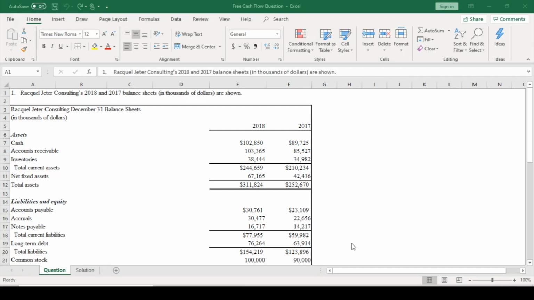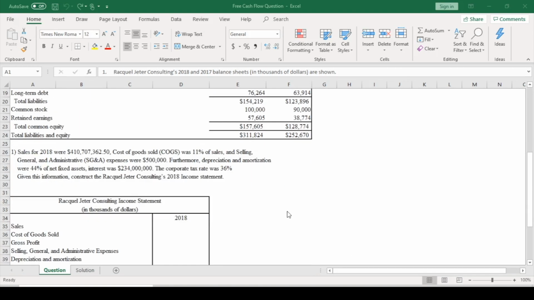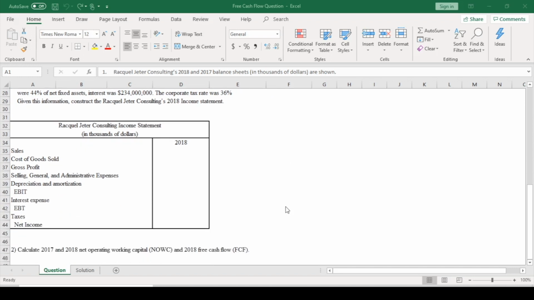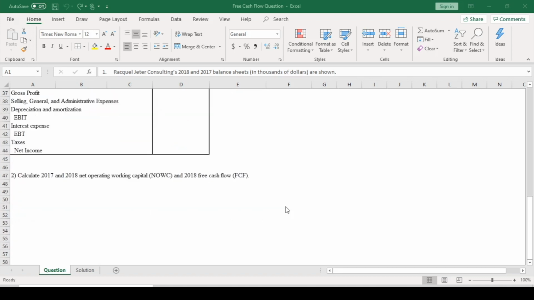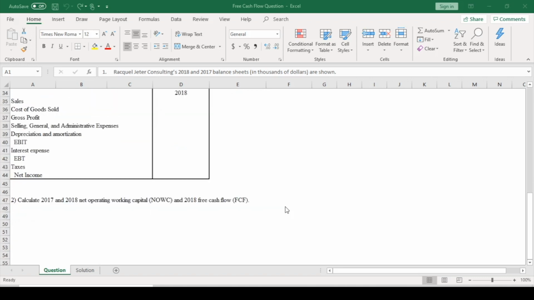Let's construct the income statement first and then calculate 2018 and 2017 net operating working capital. Once we're done, we could calculate 2018 free cash flow. Okay, sounds good? Now let's start here, income statement.